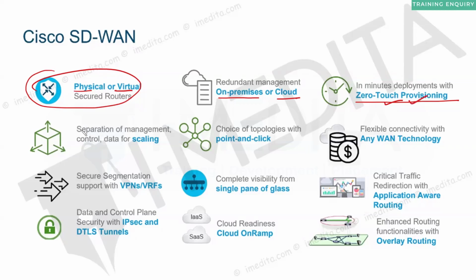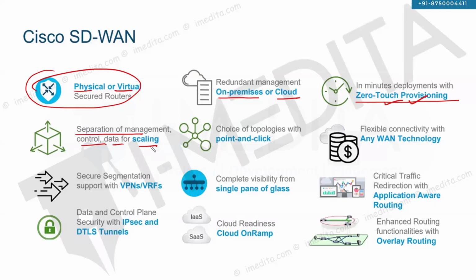Now, the separation of the management, control and data for scaling purposes. Yes, this is exactly what Cisco has done here in this software defined wide area network, SD-WAN. They have got a separate management plane, a separate control plane, and then of course a separate data plane.